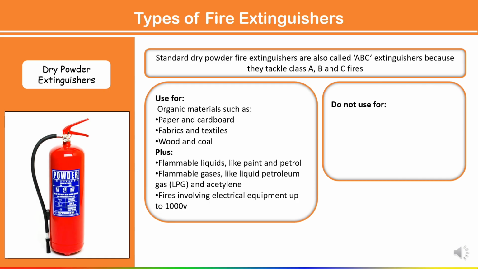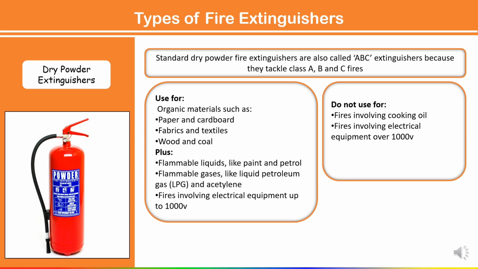But remember, never use the dry powder extinguisher for kitchen fire. Why? Simply because dry powder extinguishers are not designed to tackle kitchen fire involving hot oil and fats. When applied to burning oil or fat, the powder may not effectively smother the fire and can spread the flame or cause the oil to splatter. So never use it.